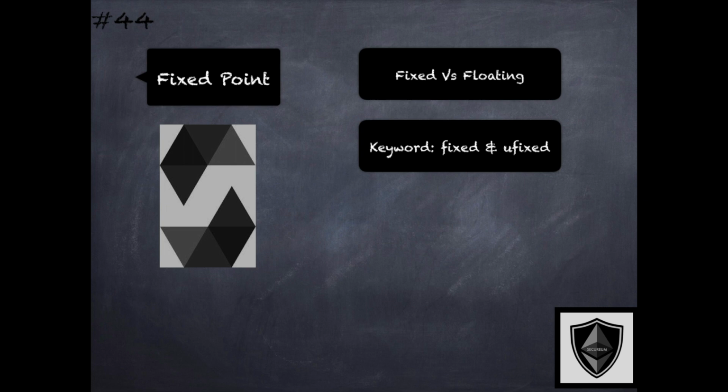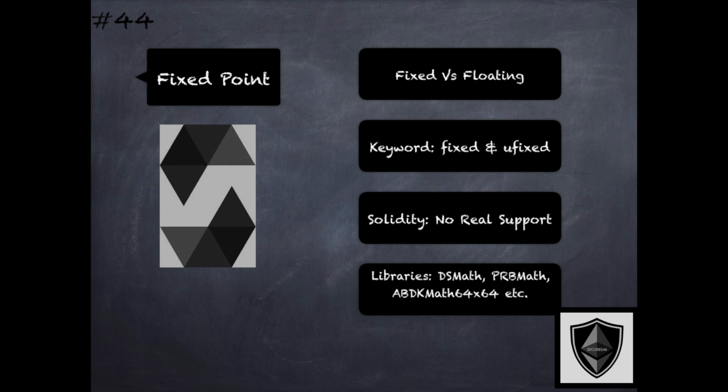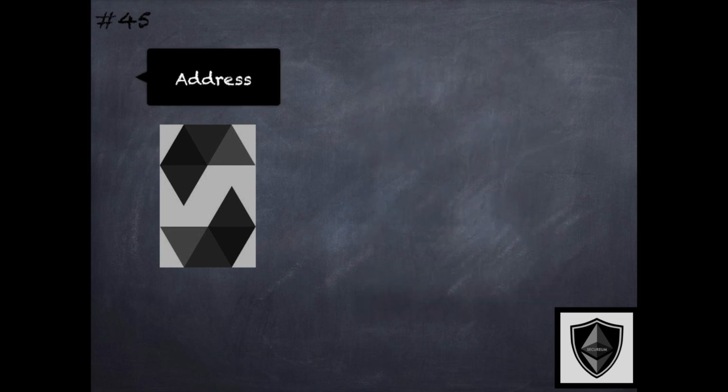And in the case of Solidity, these can be declared but really cannot be assigned to or from. The keywords are fixed and ufixed for signed and unsigned fixed point values. There's no real support, like I mentioned, in Solidity, and for any use of fixed point arithmetic, one has to depend on some of the libraries such as DS Math, PRB Math, and some of the others available.